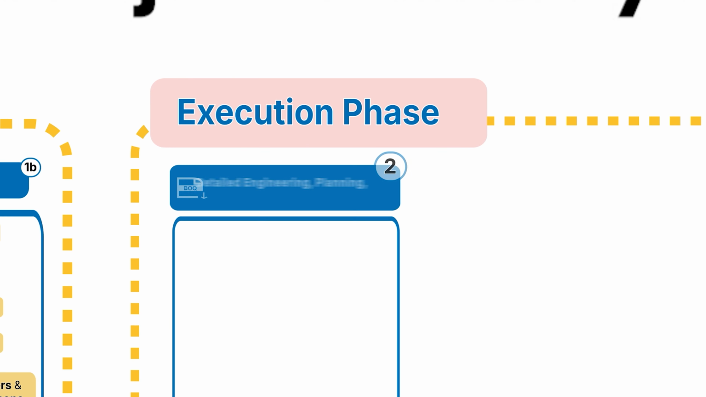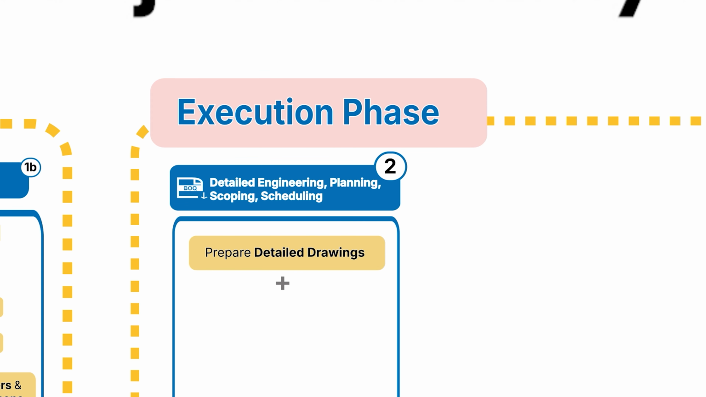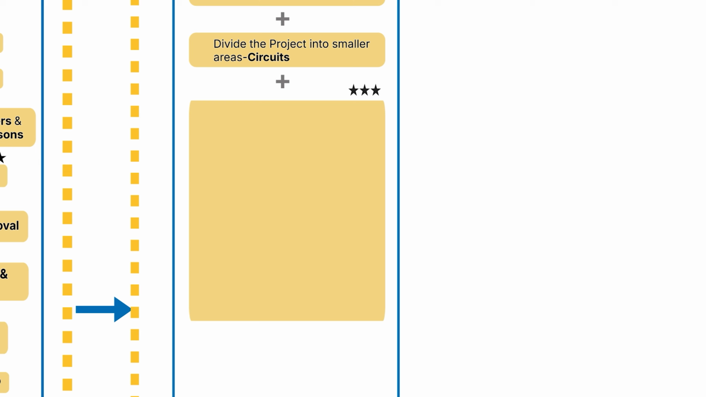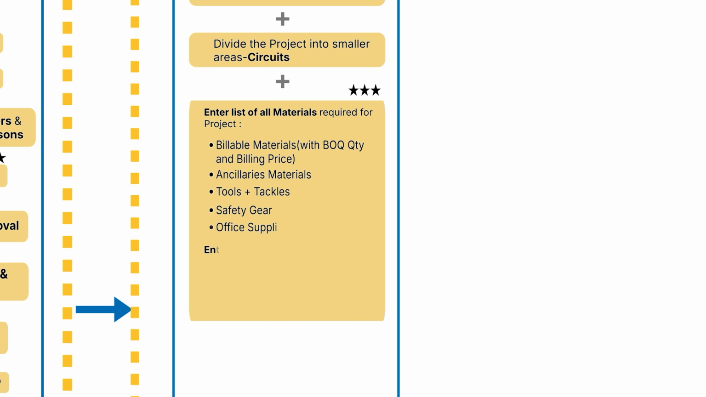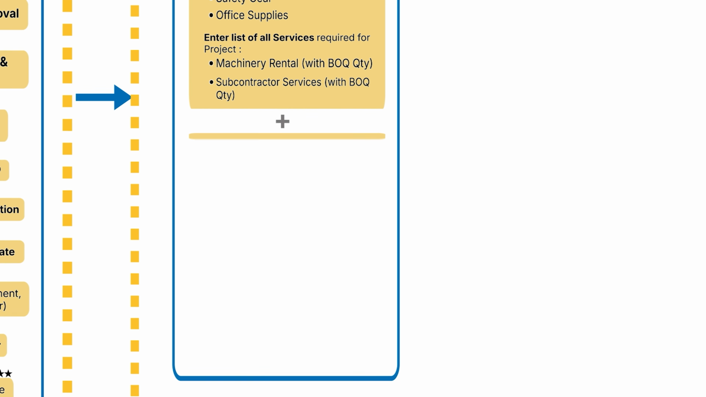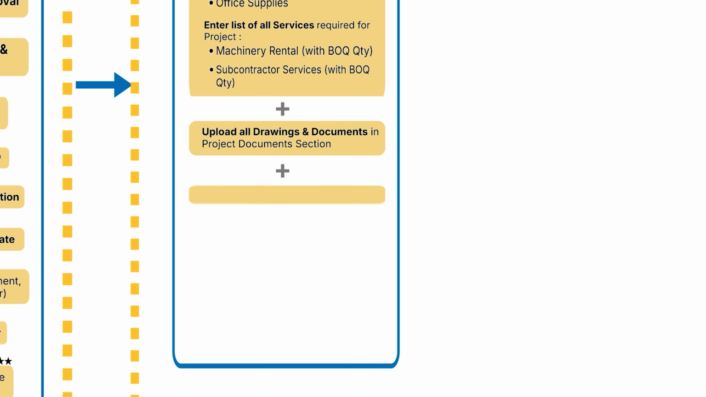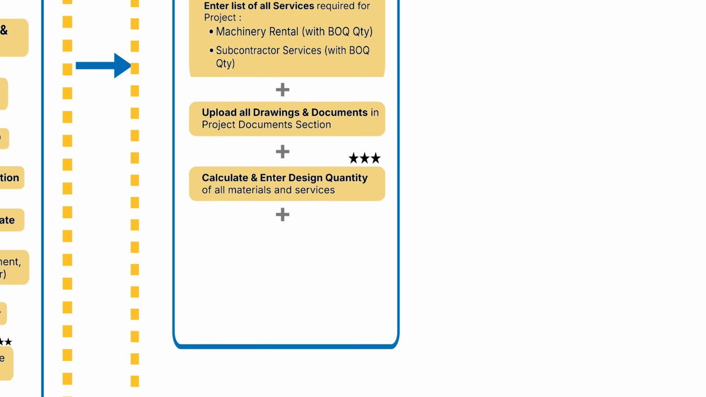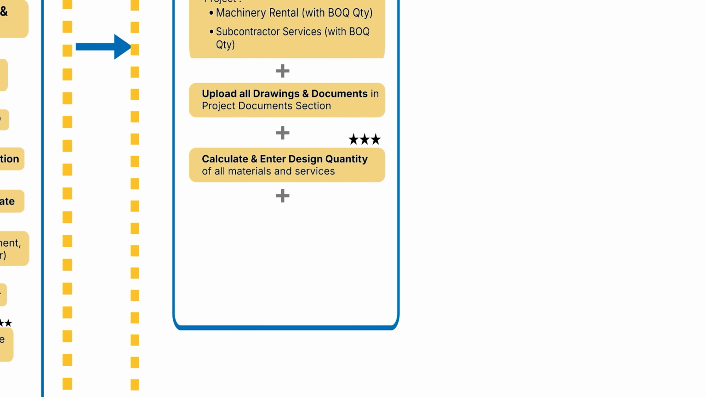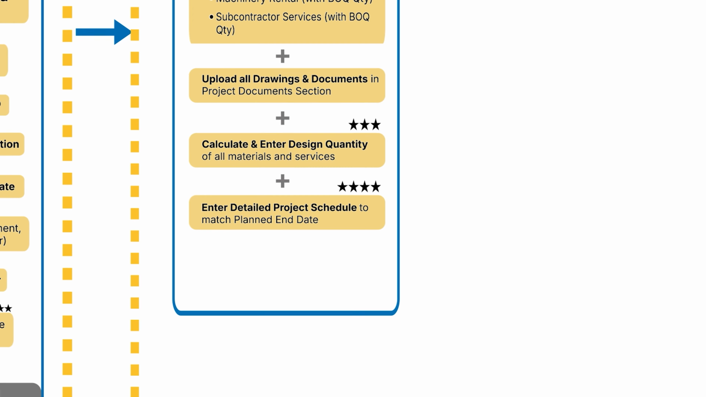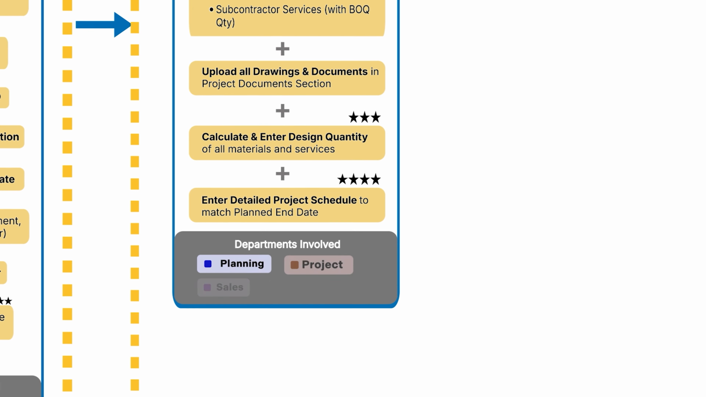Moving on to the execution phase. We begin with detailed engineering, planning, scoping, and scheduling. Detailed drawings are prepared. The project is divided into circuits for better management. We list all required materials and services, upload project documents like drawings, calculate and enter design quantities for all materials and services, and enter a detailed project schedule to meet the target end date.